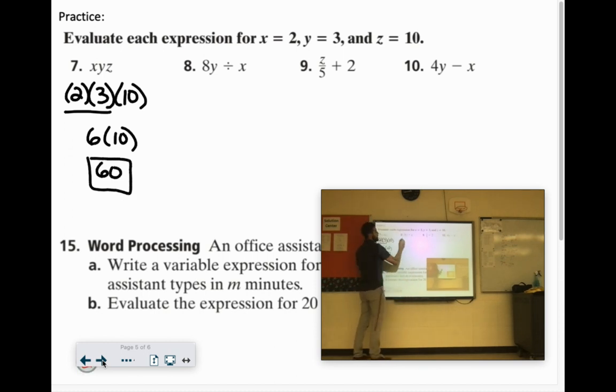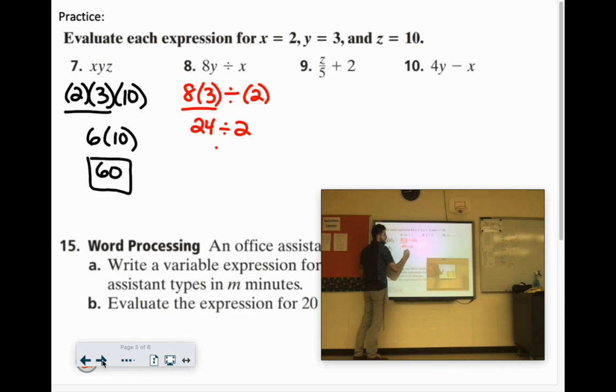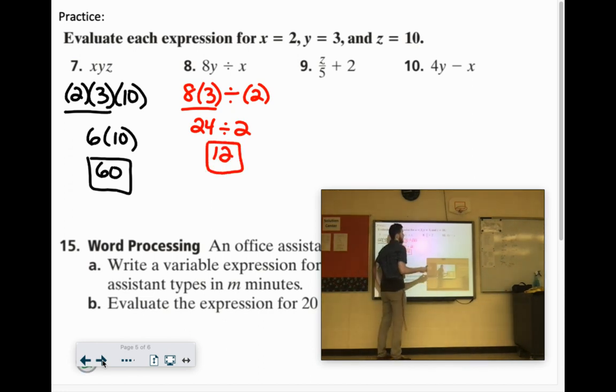All right, 8y, 8 times 3 divided by x. Well, it's all multiplication and division, left to right. 8 times 3 is 24. Divided by 2 is 12. z over 5, so 10 over 5 plus 2. 10 divided by 5 is 2. Plus 2 is 4.